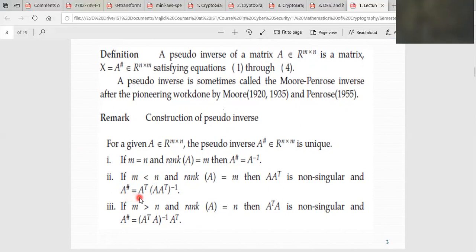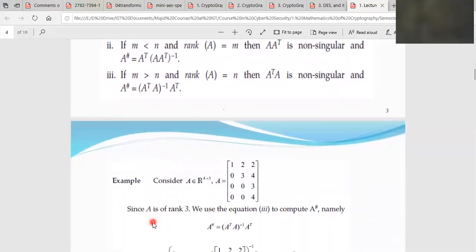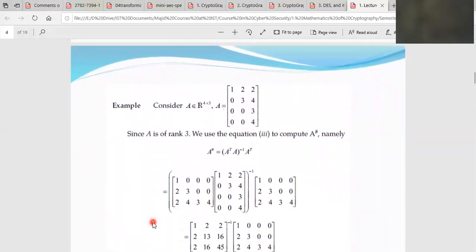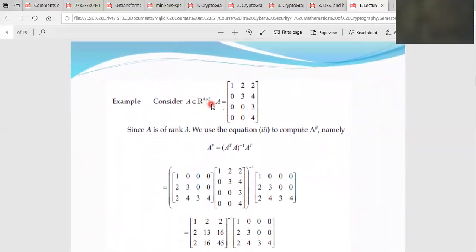A hash is equal to A transpose, A into A transpose, inverse of A into A transpose. If number of rows is greater than number of columns and rank of A is N, then A transpose into A is non-singular, and in that case, the pseudo-inverse is equivalent to this expression. Let us take one example where number of equations is greater than number of columns. In that case, we have to take the third possibility of the remark given in the previous slide.